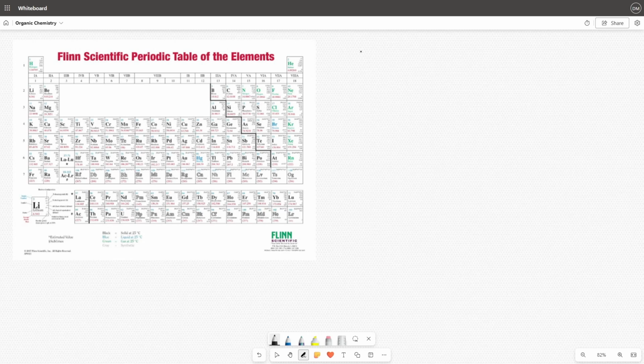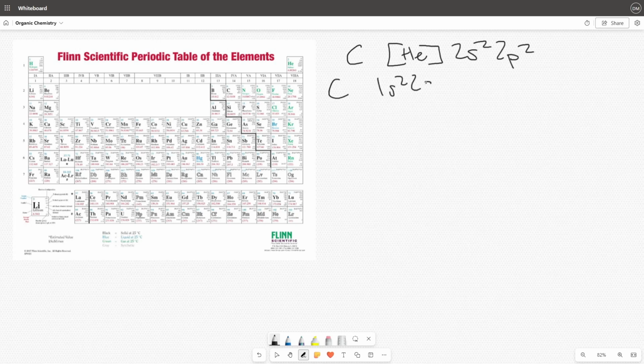Let's say we have carbon. We know that the electron configuration for carbon is going to be [He] 2s2 2p2. Now, if you write this out in its full form, 1s2, 2s2, 2p2, we notice that each of these orbitals are going to have 2 individual electrons. Well, what we can do is that we can separate them into a more telling graphic.